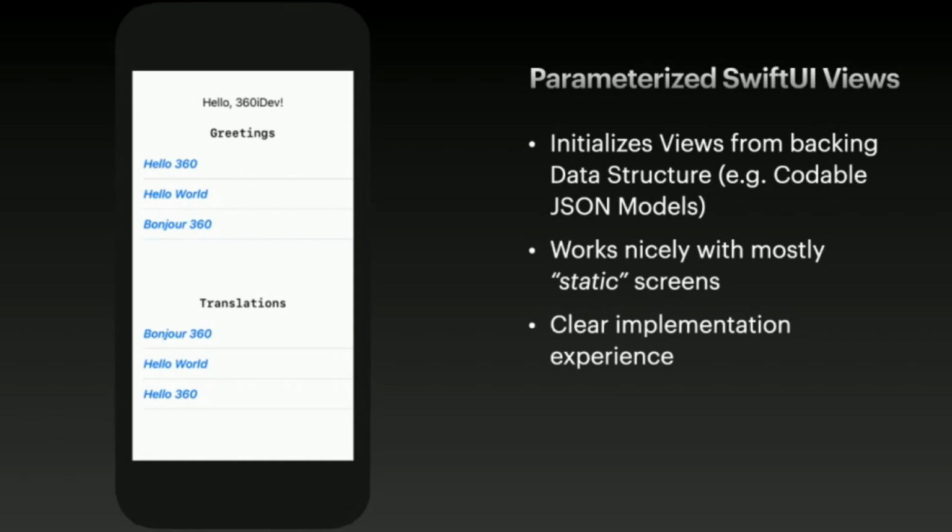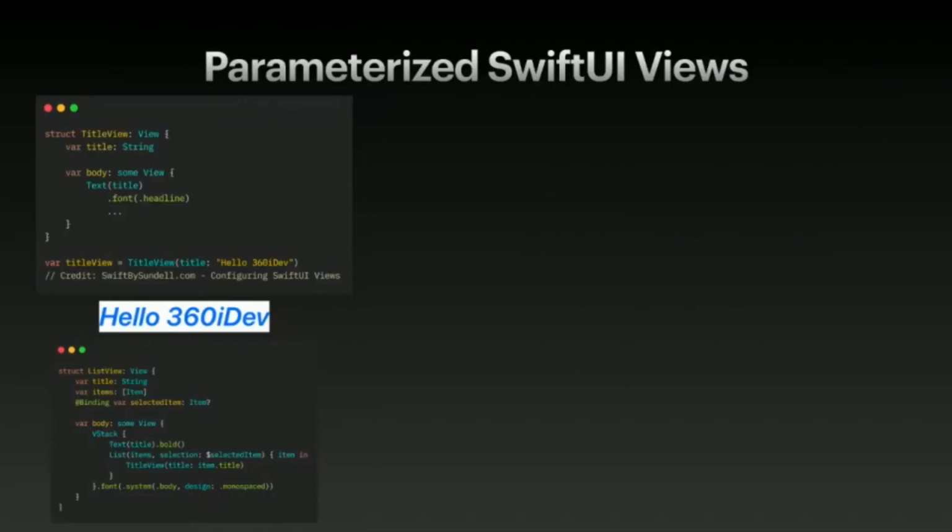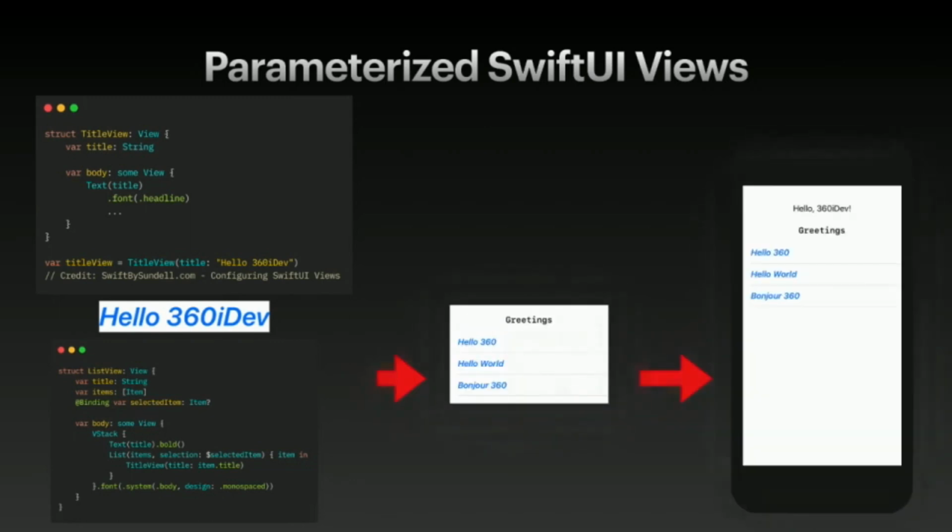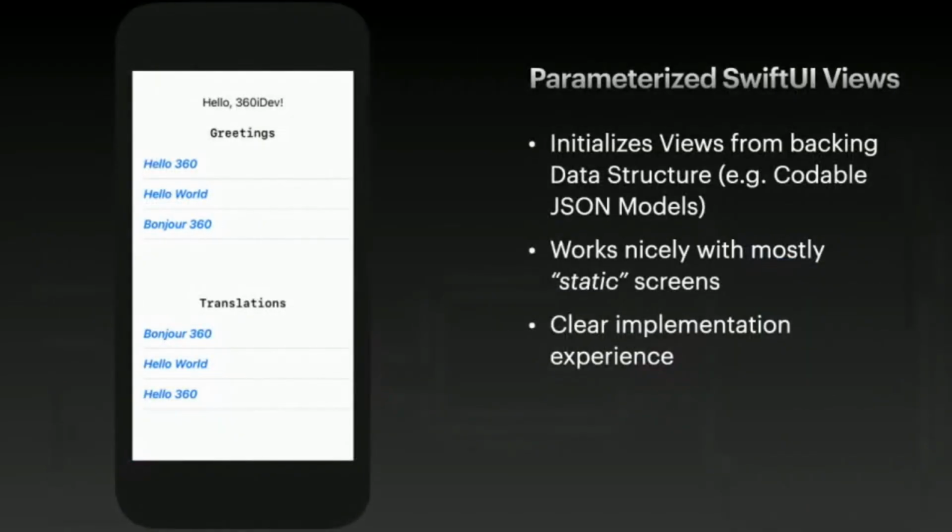And so the parameterized views are the simplest form of creating a SwiftUI app with a backing data structure, or with JSON in this case. It initializes a view from the backend data structure. It works very nicely if you have static screens and you don't need to change your screens at runtime. It's a very clear implementation experience because the initializer for the view takes the data, and then you are free to use your backend logic to complement your screen the way you like it to.